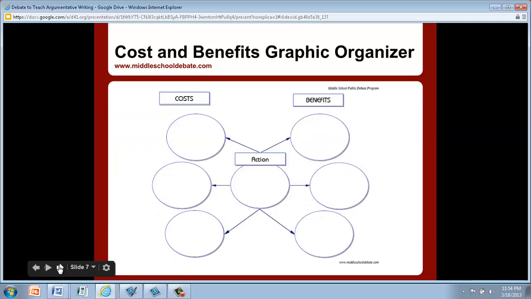Here's one of the graphic organizers I alluded to, the cost and benefits graphic organizer. Whatever action the students believe should be taken as part of their debate, they put that in the center of the page, and then they outline what the costs or possibly the detriments of that action are, and then on the right-hand side, the benefits. This helps them organize their thoughts and really look at an issue more holistically so they can ultimately come up with a balanced approach to the topic.